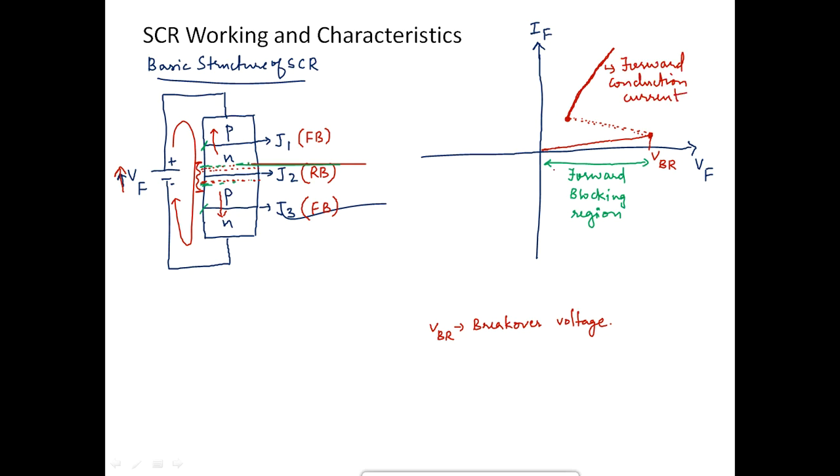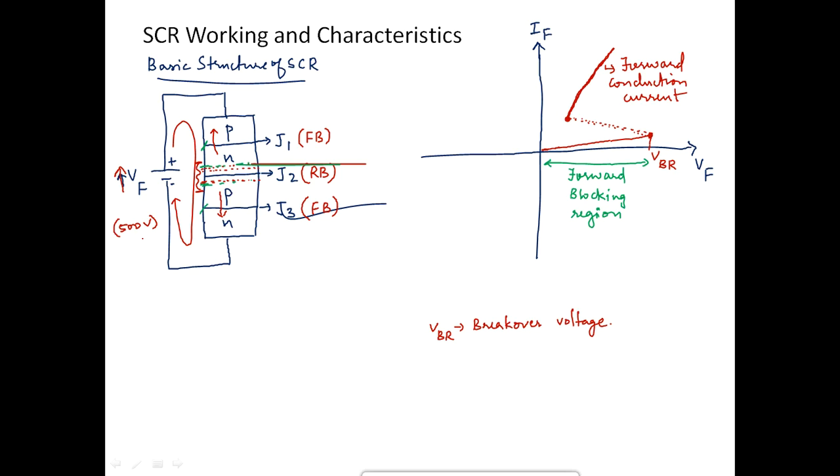Forward conduction current. Okay, so this is what happens, right? Now the problem is, when can we observe such a forward conduction current? At what particular voltage? Is it just at 5 volts, 10 volts, 15 volts? No. It occurs at an extremely high voltage. It could be 500 volts as such.